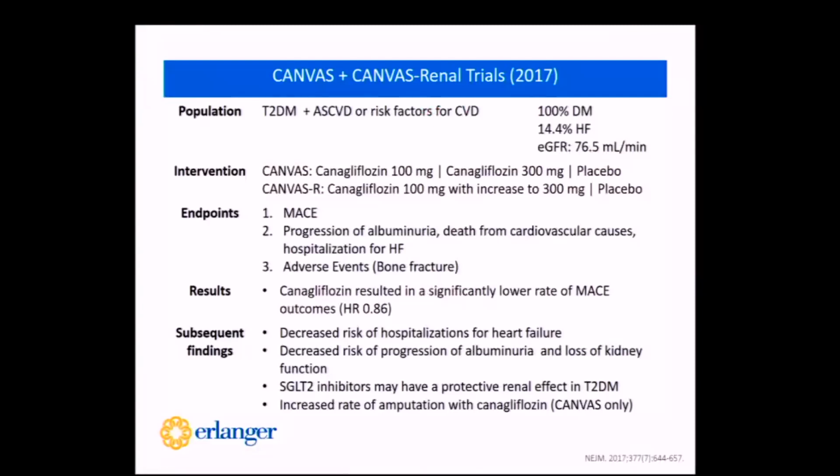Other findings included decreased risk of hospitalizations for heart failure, again, consistent with the previous literature, and decreased risk of progression of albuminuria and loss of kidney function. So this was a little bit different than the IMPA kidney trial. They found that SGLT2 inhibitors may have a protective renal effect in patients with type 2 diabetes. And then finally, they did see an increased rate of amputation with canagliflozin. This was in the CANVAS trial only. So this subsequently led to that 2017 black box warning from the FDA.